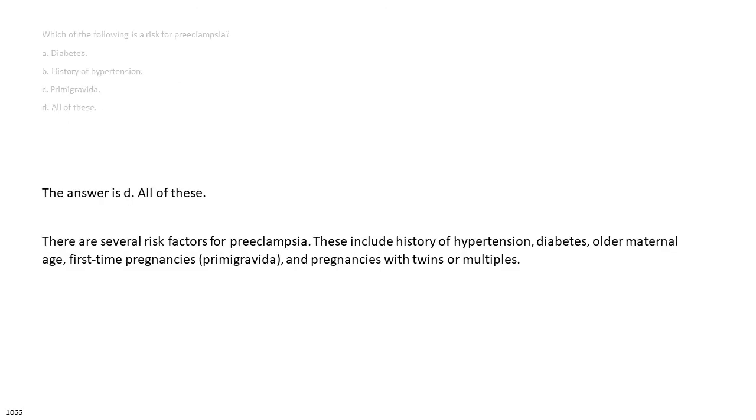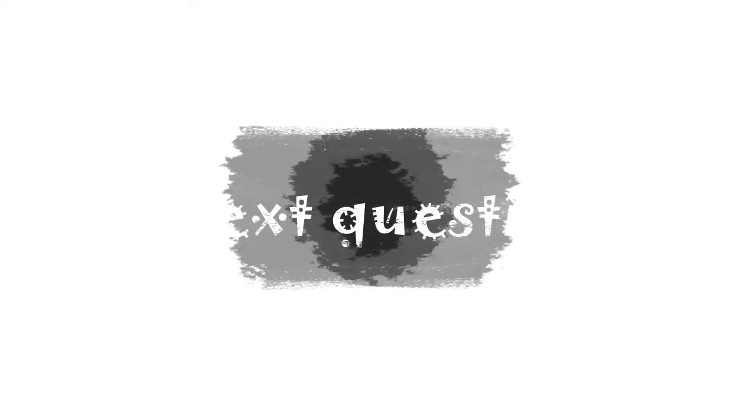The answer is D. All of these. There are several risk factors for preeclampsia. These include history of hypertension, diabetes, older maternal age, first-time pregnancies, primigravida, and pregnancies with twins or multiples.